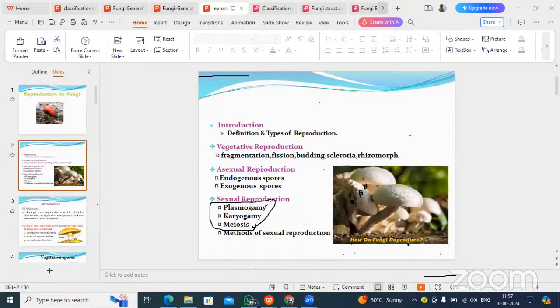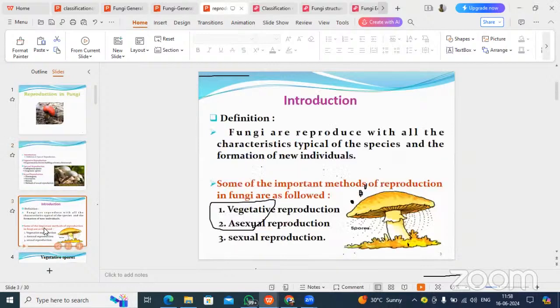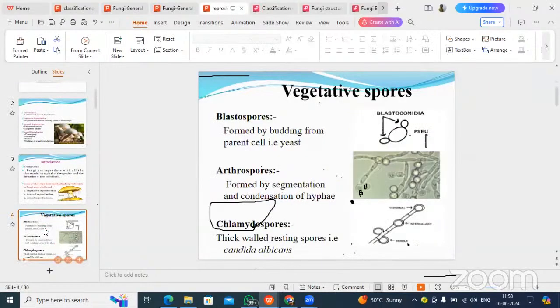Perfect state: fusion of the cytoplasm, fusion of the nucleus, and division of the nucleus. These three steps between two opposite strains, cytoplasm and nucleus fusion and division, that is sexual reproduction. Okay. And then we will go step by step. You see, vegetative, asexual, and sexual reproduction.